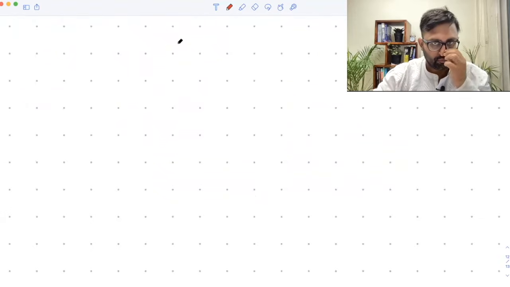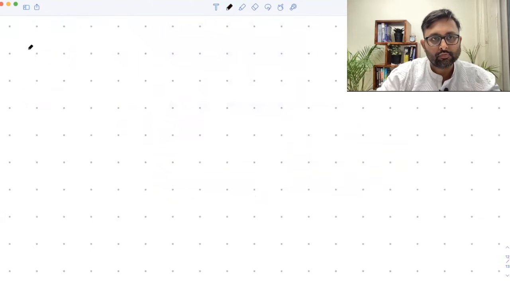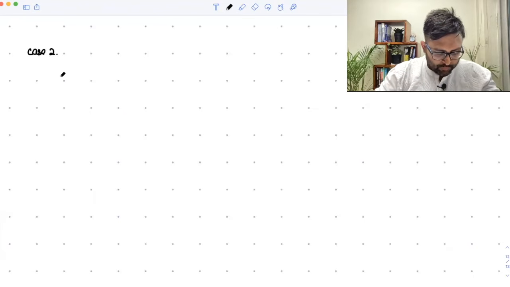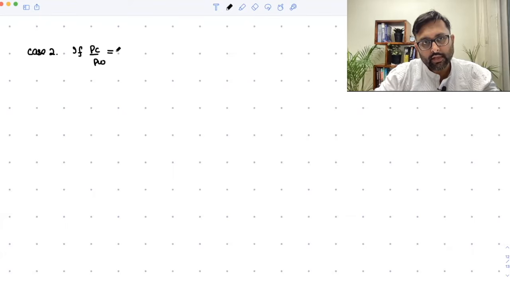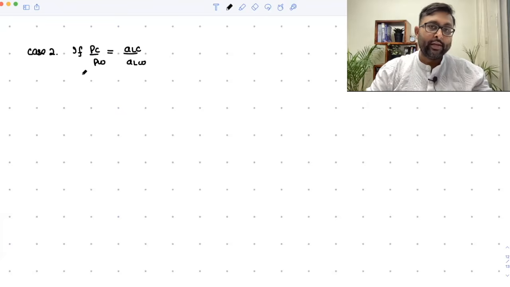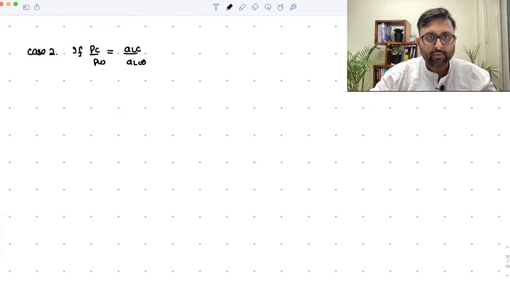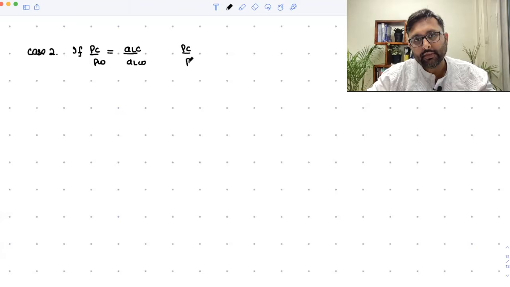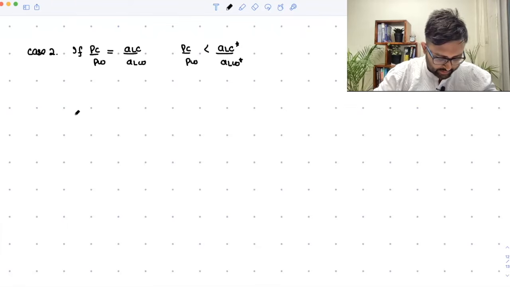Case 2. If PC by PW is equal to ALC by ALW, and ALC by ALW is less than ALC star by ALW star, this definitely implies that PC by PW is still less than ALC star by ALW star.